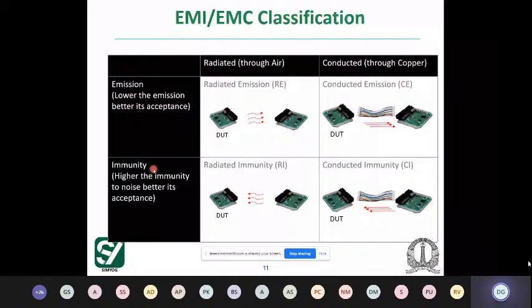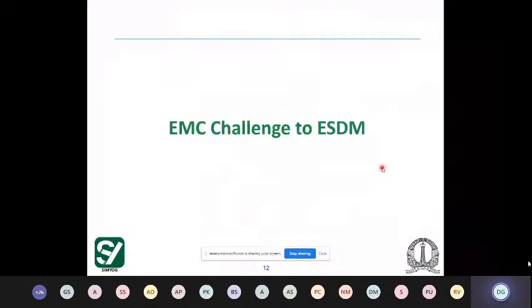Immunity is how much you are getting affected by others. This is sometimes also captured in the form of susceptibility, which is the opposite of immunity, but has similar terms and numerical measures. If you combine this 2x2 matrix, you end up with radiated emission, conducted emission, radiated immunity, and conducted immunity. These are typically the parameters that we test for any electronic system before it can be embedded into a super system or in the system level design. And I will talk more about this in the coming parts.